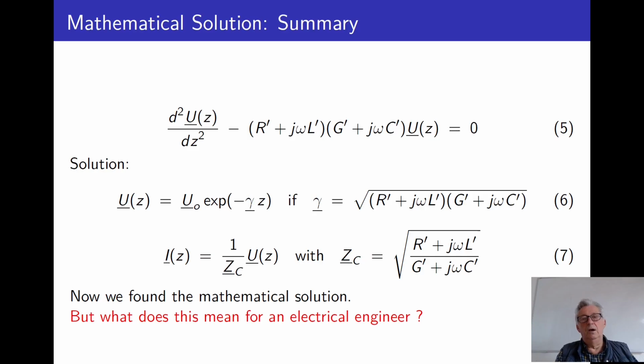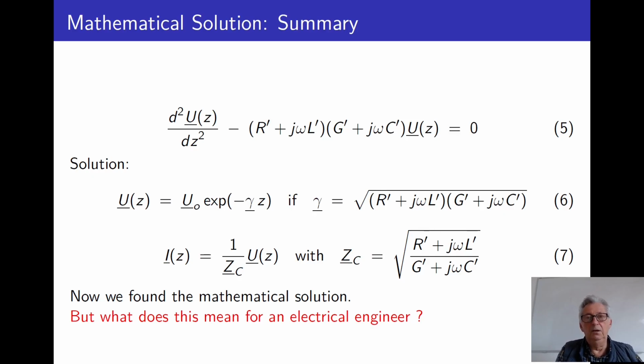So in principle, we got the mathematical solution now. We have this differential equation, and this differential equation is solved with this exponential function, where we have to choose gamma, but since we have a square root here, we have a plus or minus this value. But as you see, these are all very complicated expressions. In principle, we found a mathematical solution, but what does this mean for an electrical engineer?